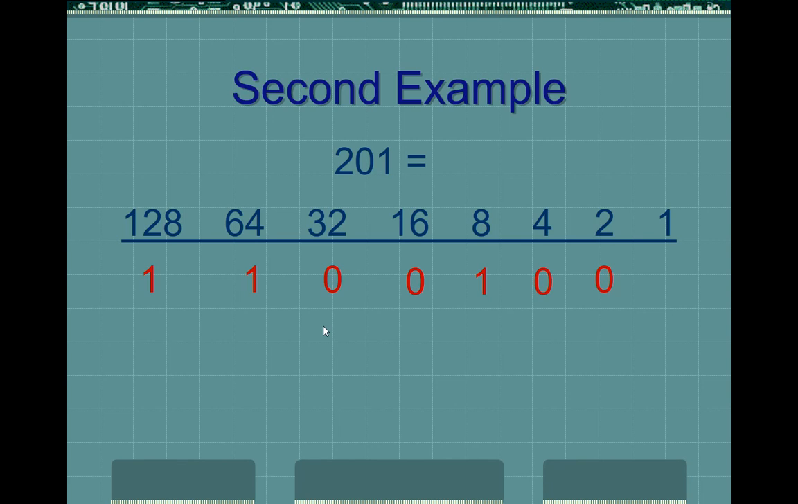So that means I can't subtract these ones, but I can do the 1. And again, if we wanted to go back to the decimal number, we would just add all those place values together.